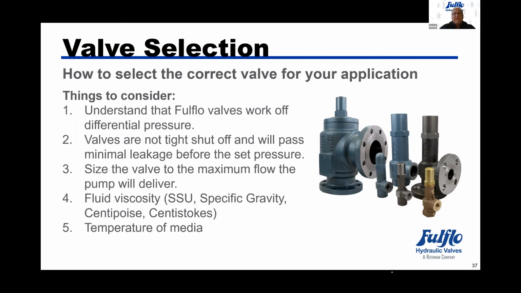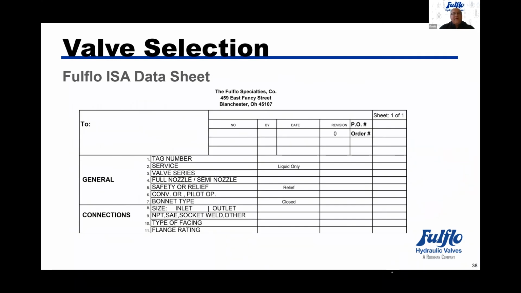So having that information, you would hopefully be able to plug it into an ISA data sheet. It's just an information gathering piece of paper that shows the application. I have this broken down into 3 different parts: the top, the middle, and the bottom. So here this is what a Fulflo ISA data sheet would look like.